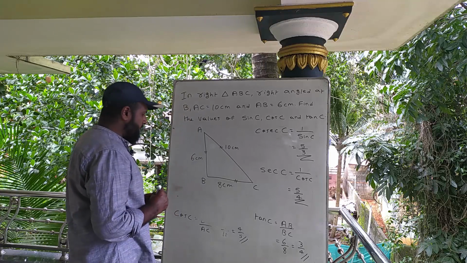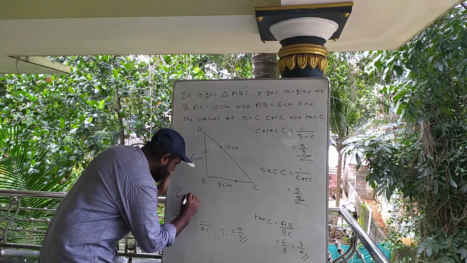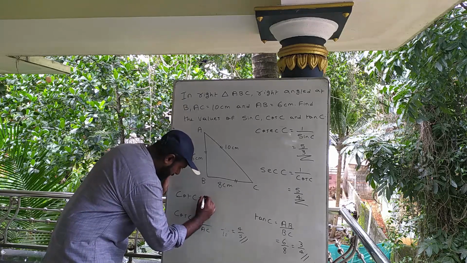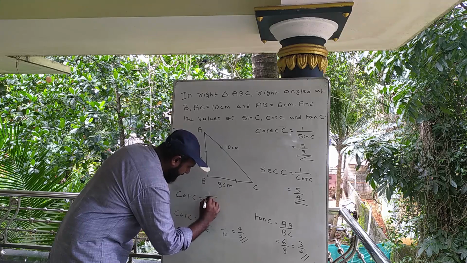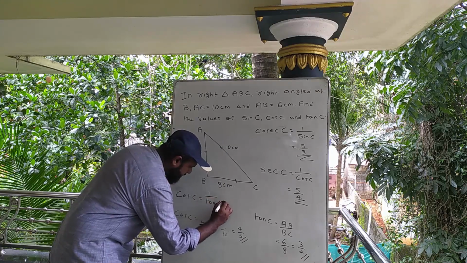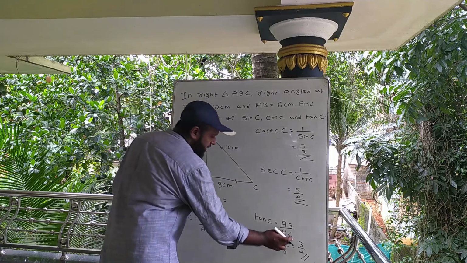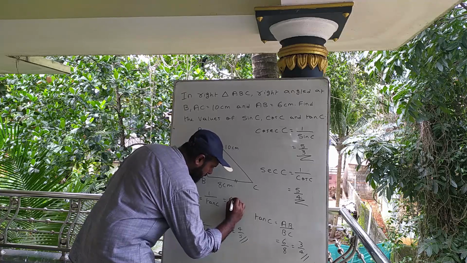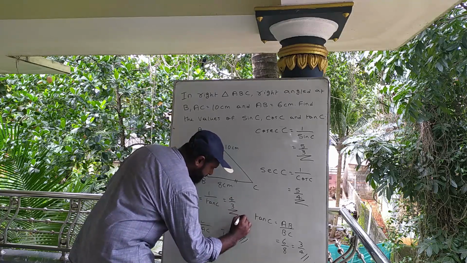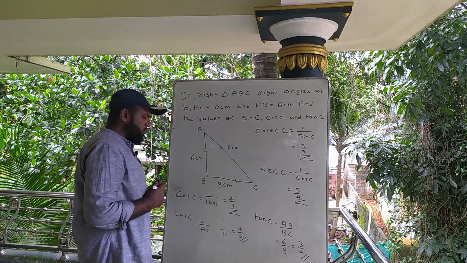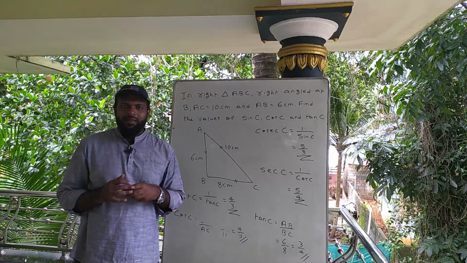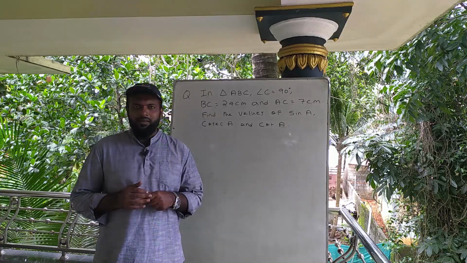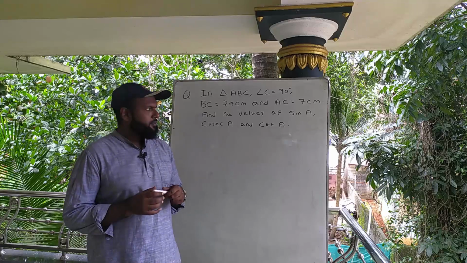Next we can find what is cot C. Cot C equal to 1 by tan C. Here tan C is 3 by 4. We have to find the reciprocal of tan C, that is 4 by 3. So cot C is 4 by 3. In this question we have found all the trigonometric functions of C. Let us solve another question.